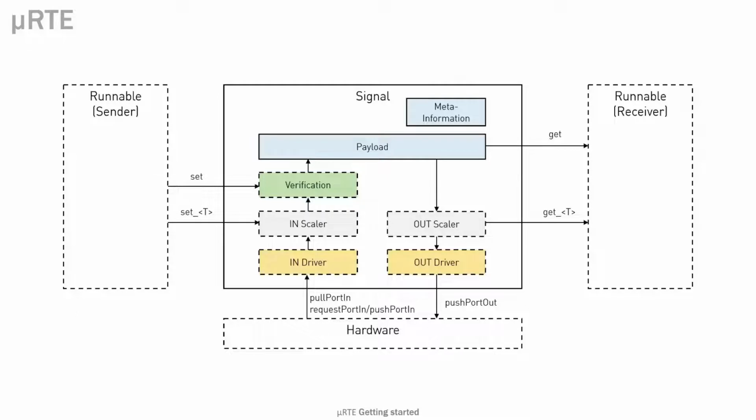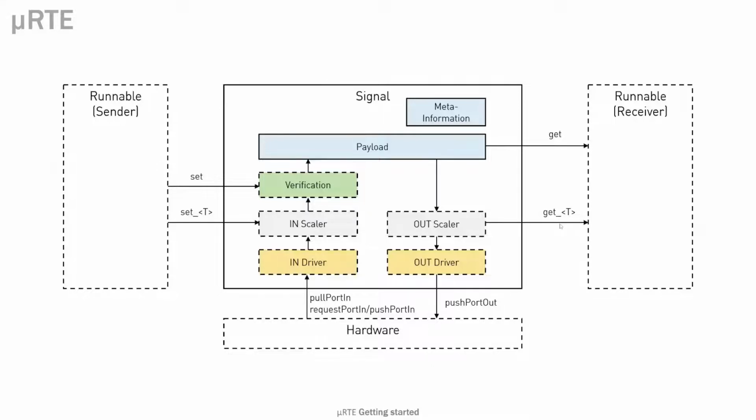In order to read data from a signal, let's first focus on the runnable point of view, the application point of view. The get method can be used. This will load the payload, but the get method will also check the validity, and it is very critical to always check the return value of those operations.